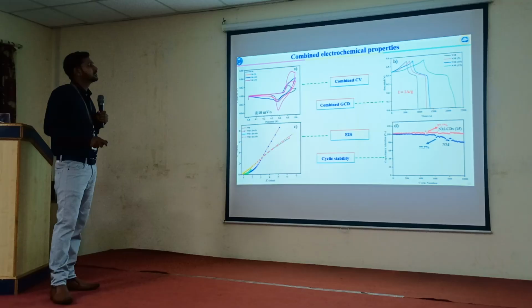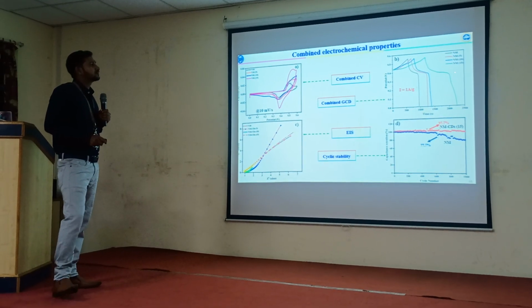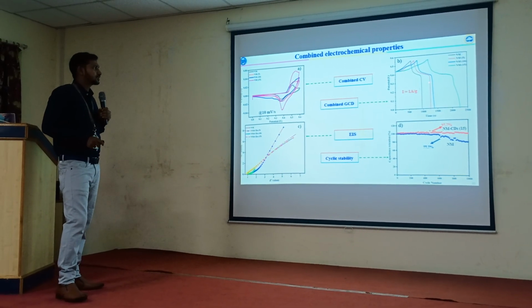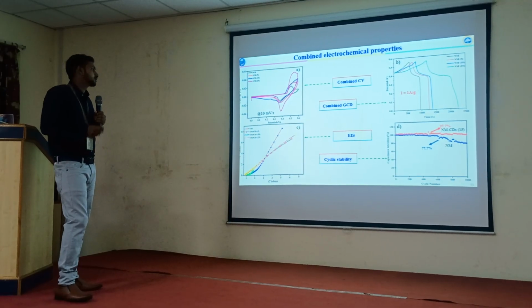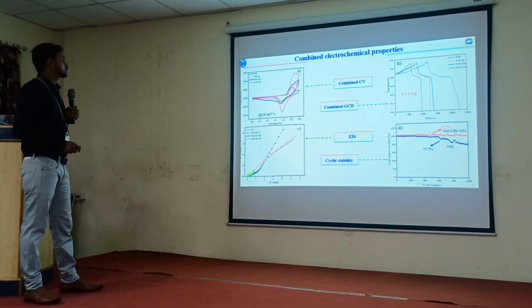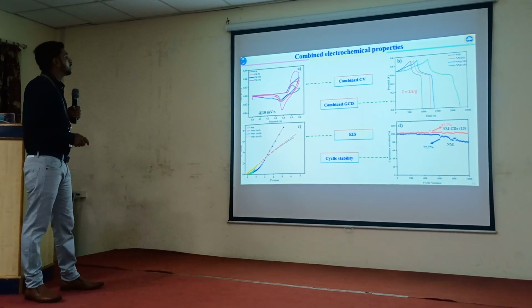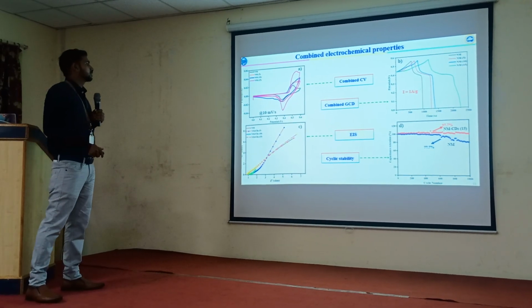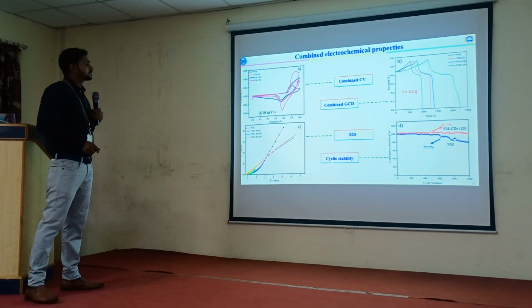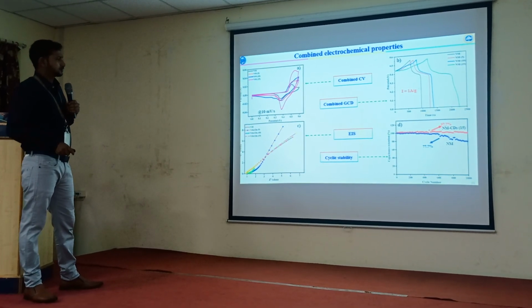Figure B represents the nickel molybdate with 15 mg of carbonate, which shows an extended charge-discharge character. And figure C represents the EIS spectra, which shows that the nickel molybdate with 15 mg of carbonate has a low resistance and high charge transfer rate. And the cyclic stability was well maintained up to 1000 cycles.